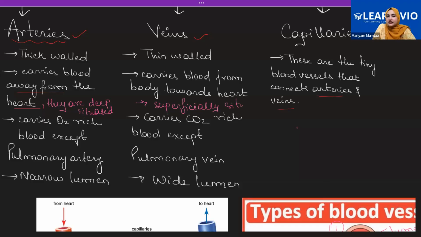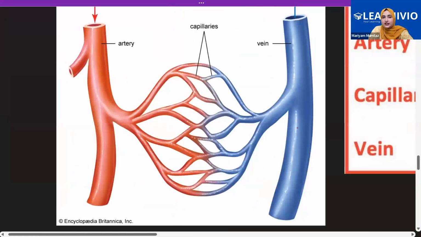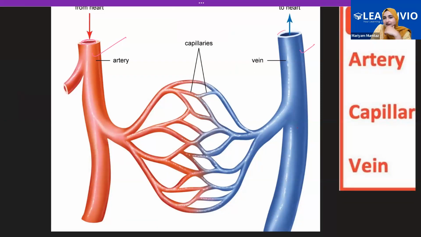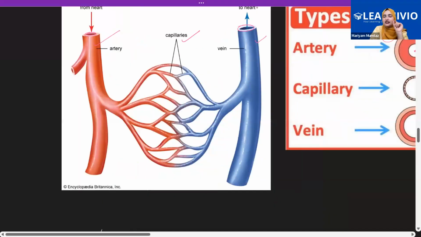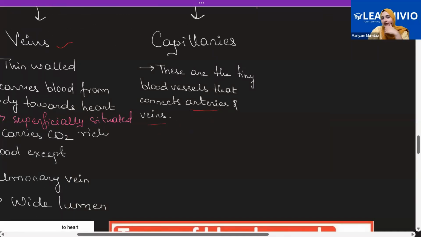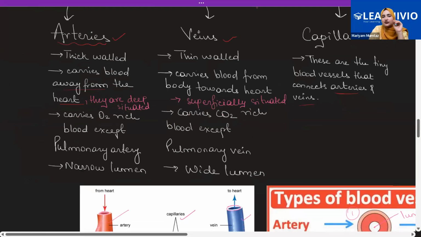Okay. Now there comes the capillary. Imagine it like a junction. If you see this particular picture, the red one is your artery and it has a tinier lumen, whereas the blue one is your vein and it has a wider lumen. And the point wherein the artery and the vein meet each other, this point of cross section is what you call the capillary. So it's the place where the arteries and veins connect. The capillaries are the tiny blood vessels that connect the arteries and the veins. So any doubts in the blood vessels, students?